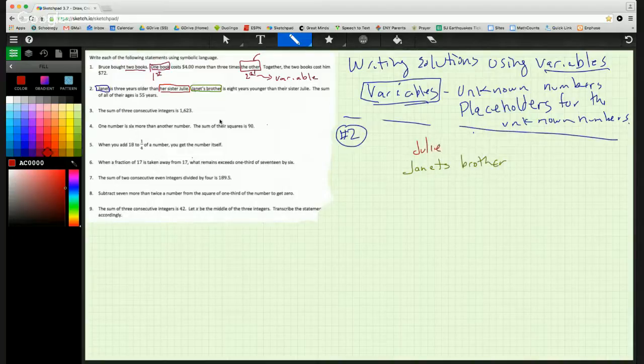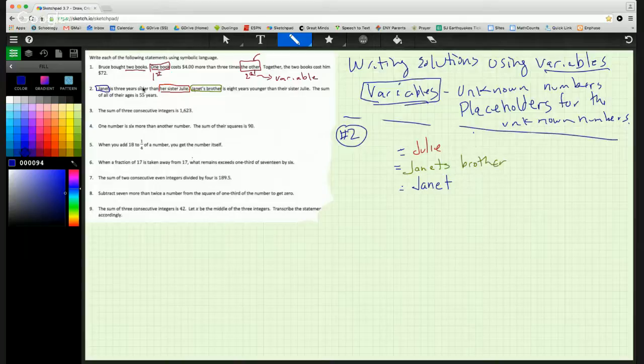We don't know Janet's brother's name. I guess everyone else has a name. But we have Janet, Janet's brother, and Julie. So let's look and see if we can figure out how old these people are, all relative to each other. Okay, so let's see if we can make sense of this.